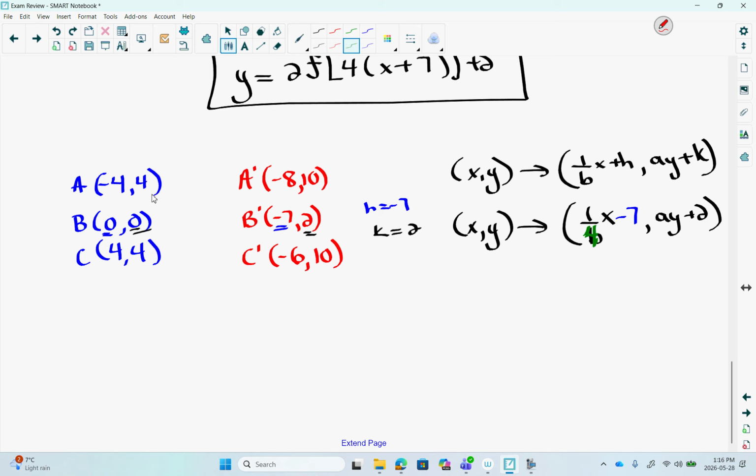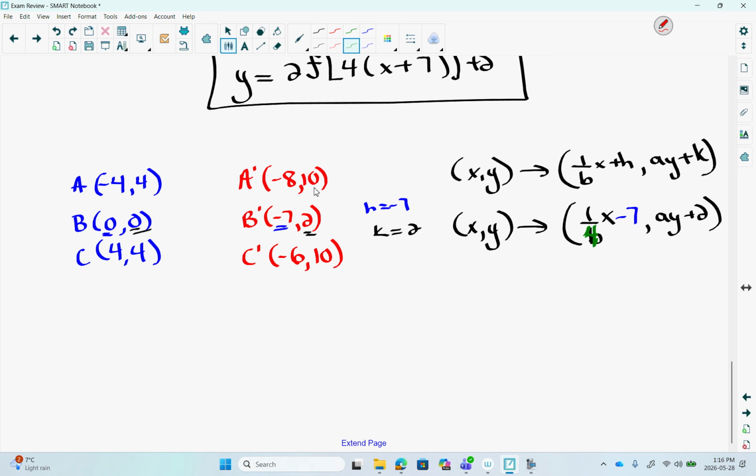Now you can check it. -4 times 1/4. That would give me -1. -1 minus 7, -8. It'll work here too. A quarter times 0 is 0. Minus 7 is -7. And it would work for this point. What's 1/4 times 4? 1 minus 7, -6.